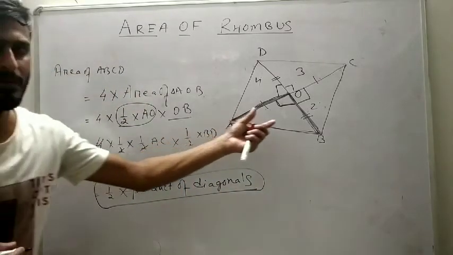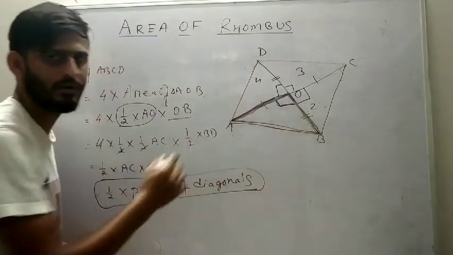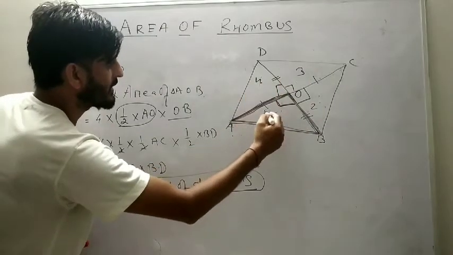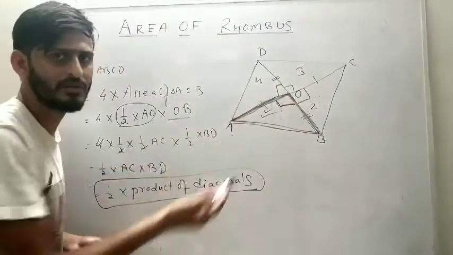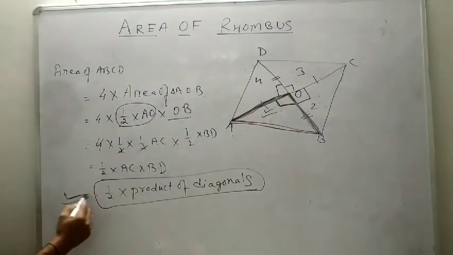Whenever the rhombus is there, the diagonals will divide the rhombus into 4 congruent parts, and each part is equal. So if we get the area of one part, the other 3 parts we definitely get, and the whole is half into product of diagonals.